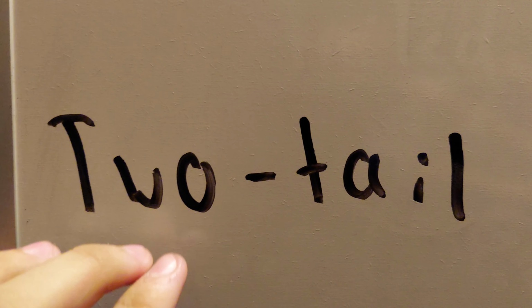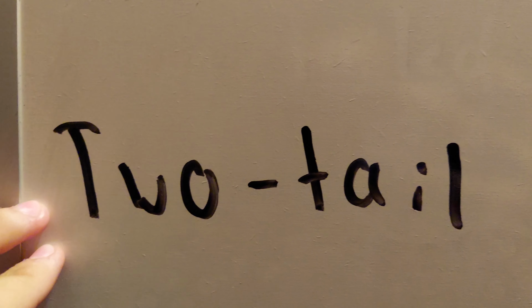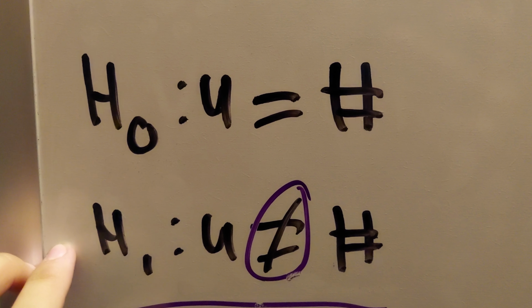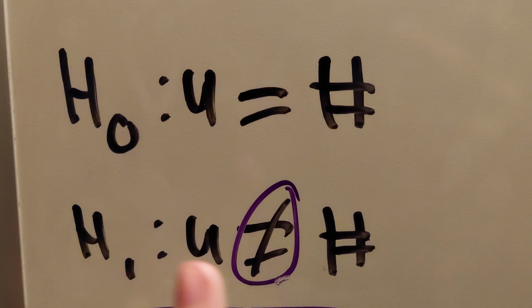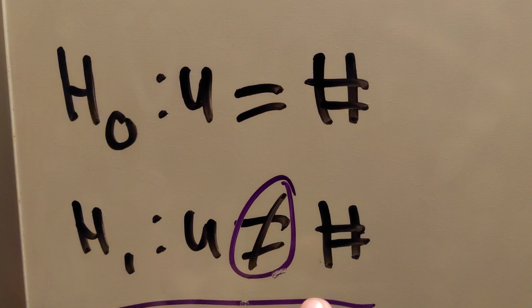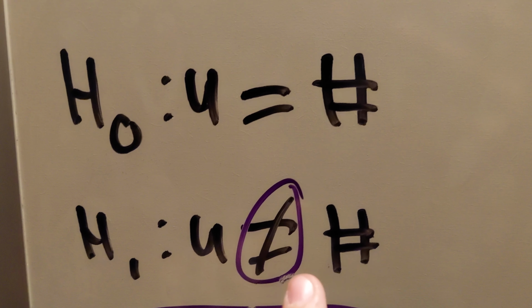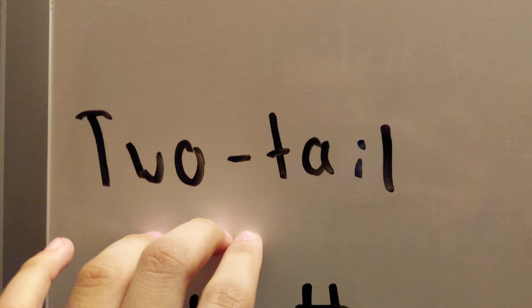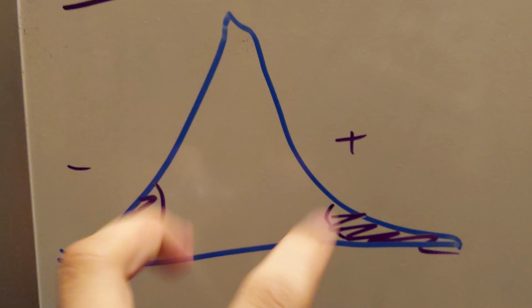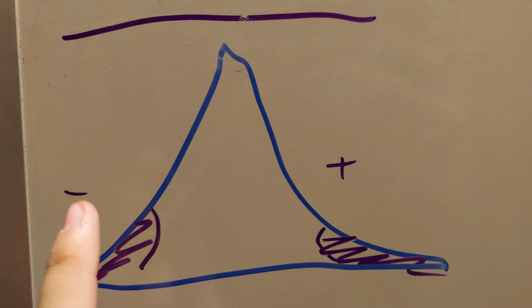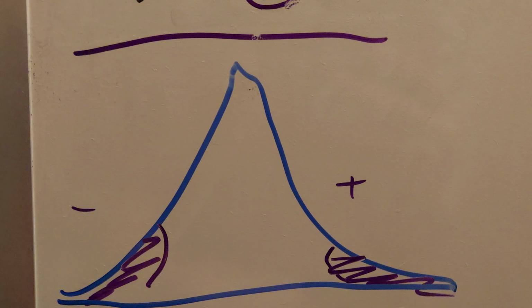So, let's describe two-tail. Now, how do we know we're going to be dealing with a two-tail? Well, we're going to be referring to its alternative hypothesis, or H1. And if the H1 symbol is using the not equal to sign, that means we're going to be dealing with a two-tail. Now, what does the two-tail look like? A two-tail, obviously, has two sides to it: a negative side and a positive side.